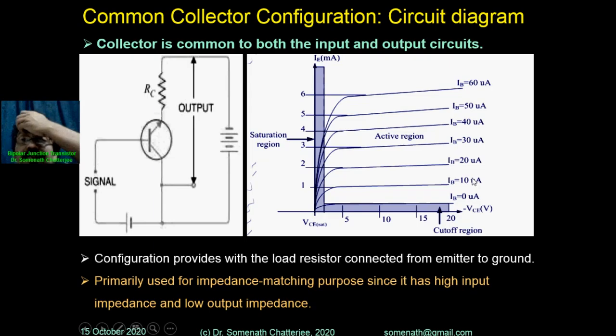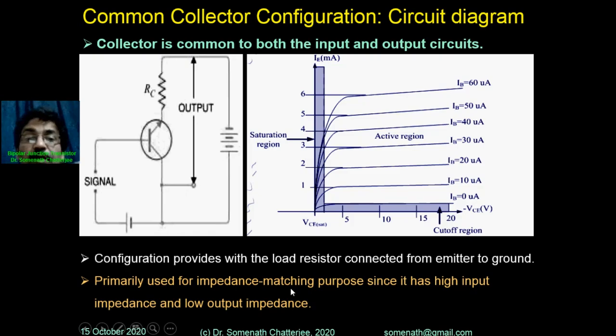But the IB, that means the base current, is the input here. IE is the output current, and the collector is grounded, right? This one is the collector, and this is the emitter.